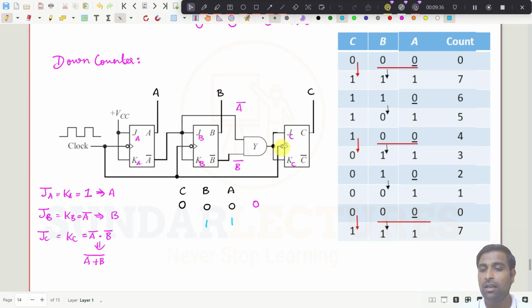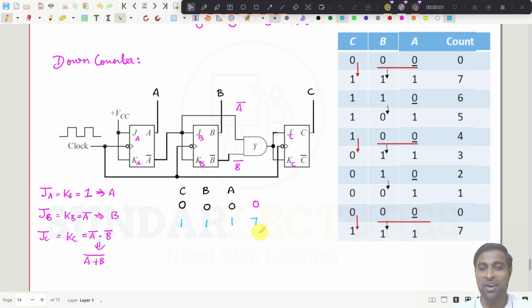So if it is 1, then what happens now? Whatever the previous state, it will now be inverted. So it is going to become 1. So what is this one now? 111 is equivalent to 7. Try to understand. 111 is equivalent to what? 7.